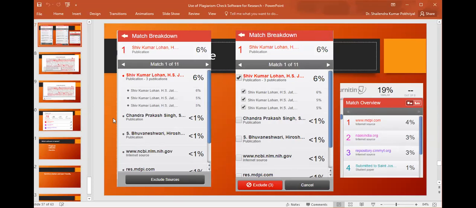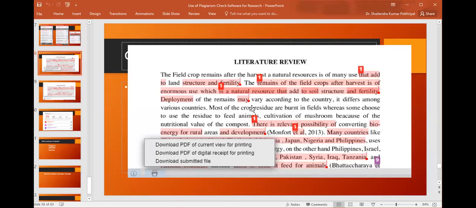The next slide. So here basically you can also exclude some of the sources if your own research paper is there and Turnitin is catching that. You can click on that and exclude it from the Turnitin website so that it will not access that. And in this case also you can see the breakdown of each case. So if you want, you can exclude some, and you can also exclude some by word limit.